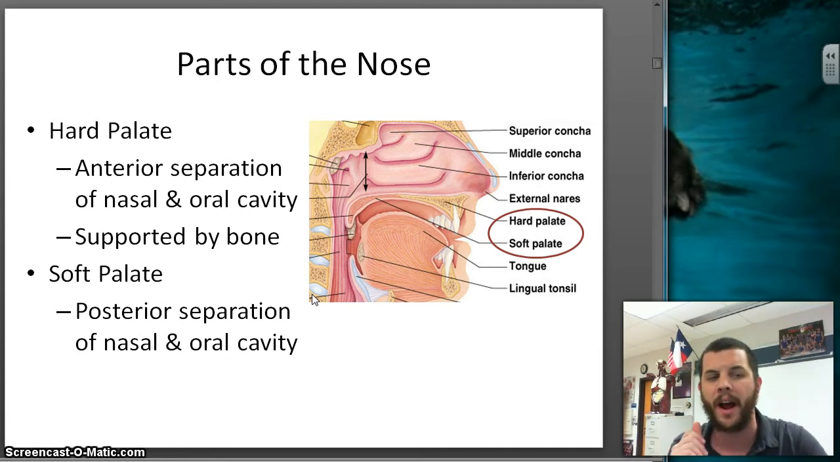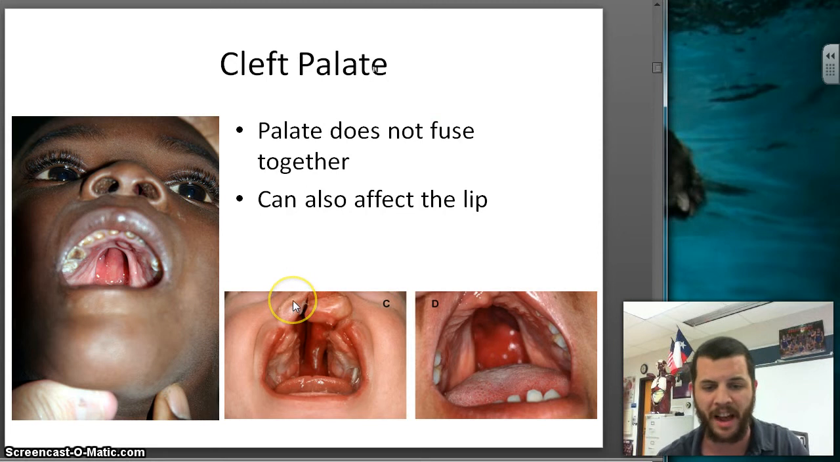And that's supported by actual bone right there. Now, as you move further back, you'll feel it get softer. That softer portion is known as the soft palate. That's the posterior separation of the nasal and oral cavity. Now, there are issues sometimes with that separation closing up. And that's going to cause you to have a condition known as cleft palate.